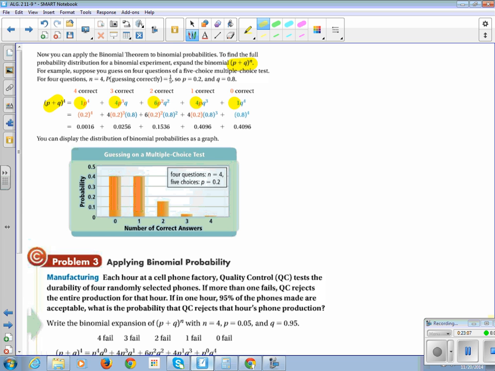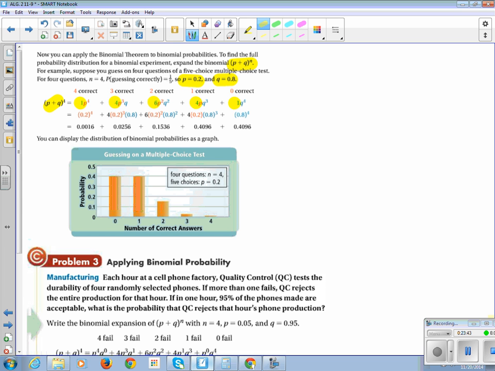So the probability that you're going to get 4 correct is 0.2 to the 4th power, because our p is 0.2. That matches this 0.2. Plus the probability you're going to get 3 correct is 4 times 0.2 to the 3rd times 0.8, because remember 0.8 is our q. And so on and so forth. Why they chose to display this on a graph right now isn't very helpful to me as I'm trying to plug the numbers in and get it.